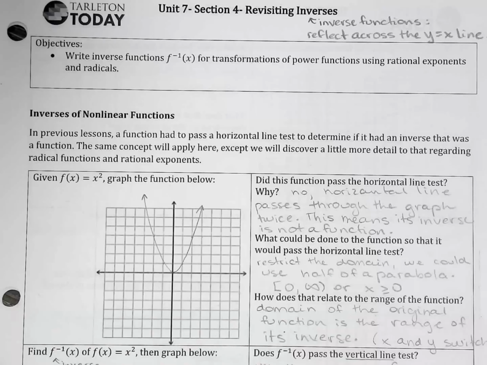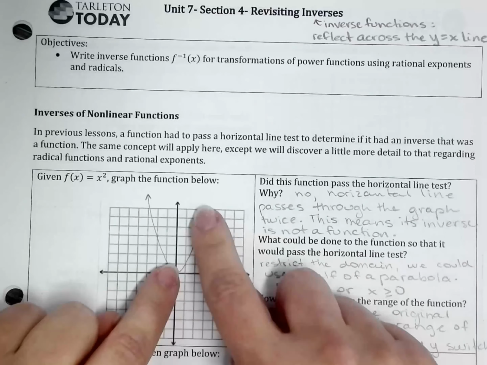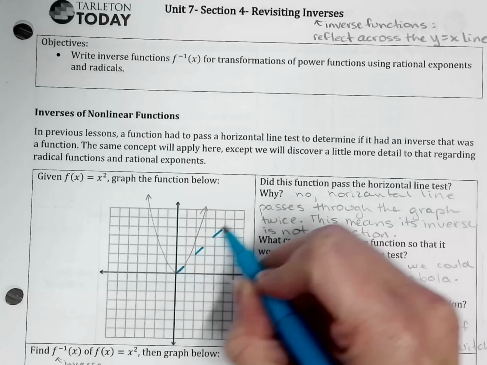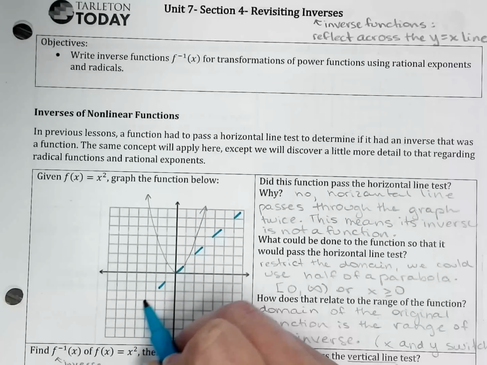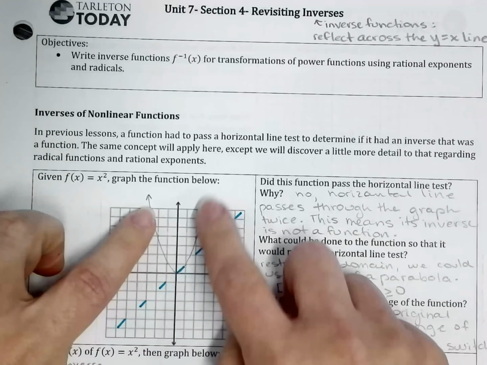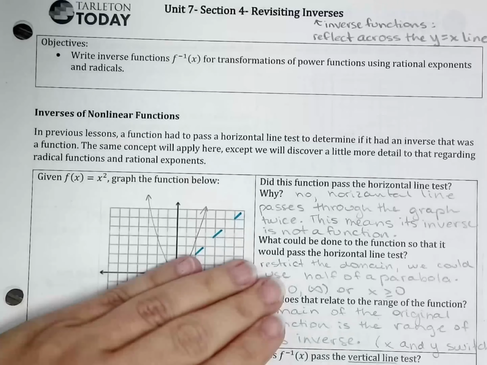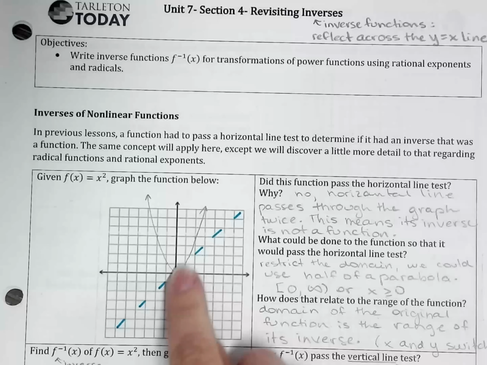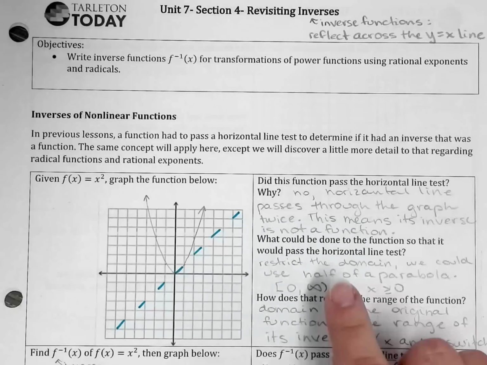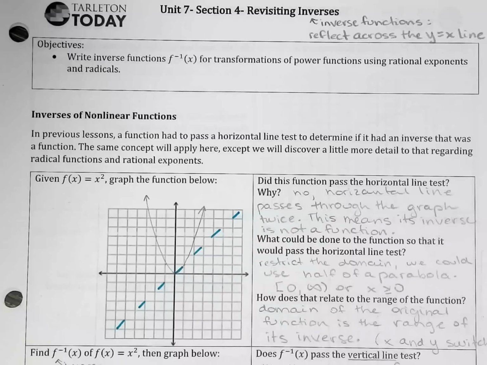We're going to work on this a little bit more. Think about what the inverse would look like. We have this graph, and the y equals x line is right there. If you were to reflect this x squared graph across this line, it would look like this. So its inverse is not a function.